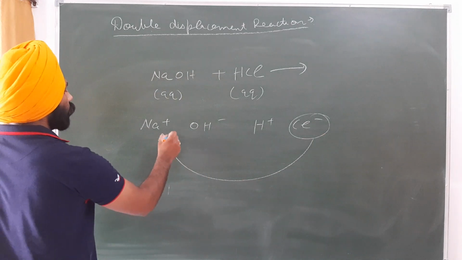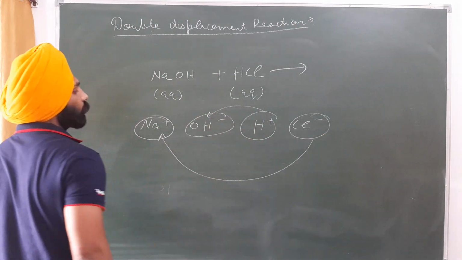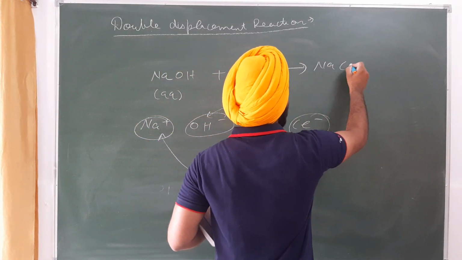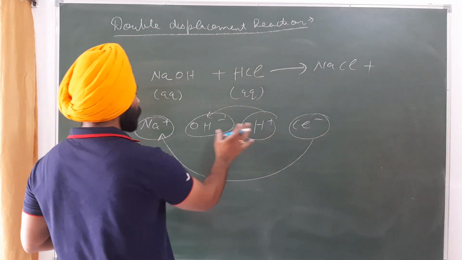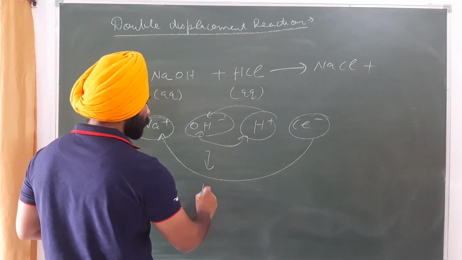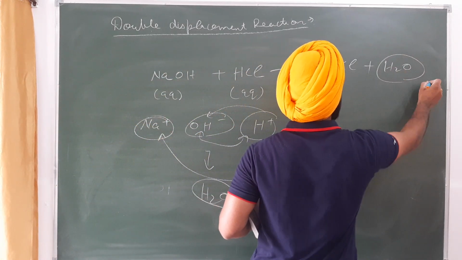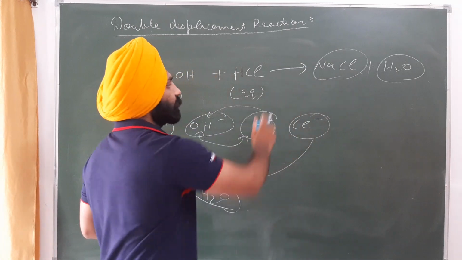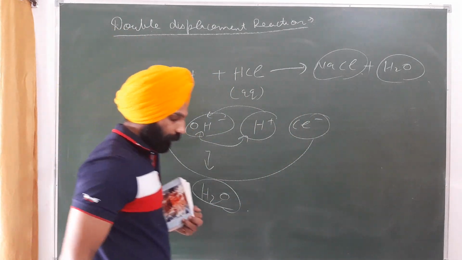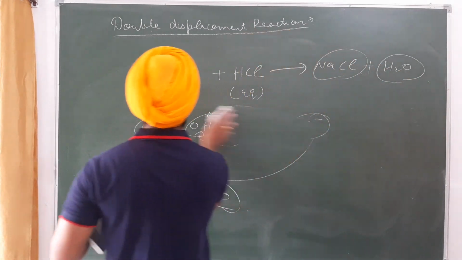This will make a bond with this and these will make a bond together. So this becomes NaCl plus H positive and OH negative. This will interact and form H2O, water. This kind of reaction is an example of a neutralization reaction as well.